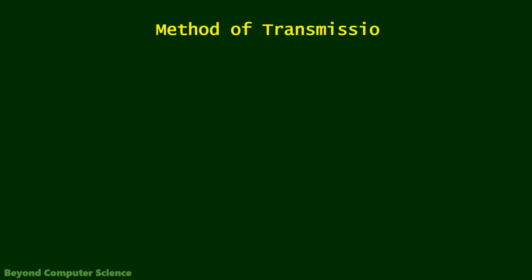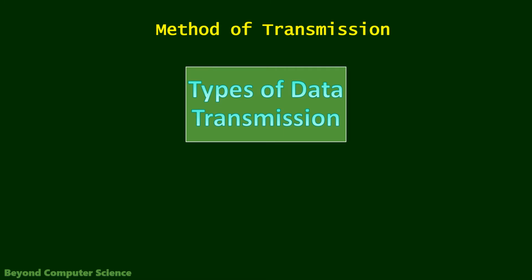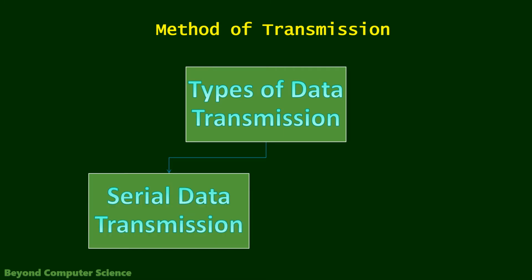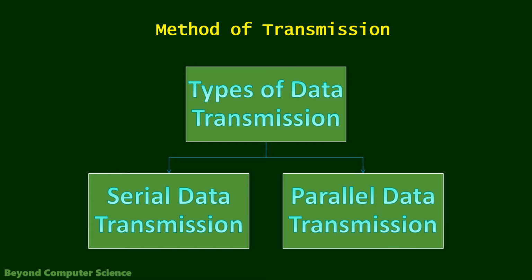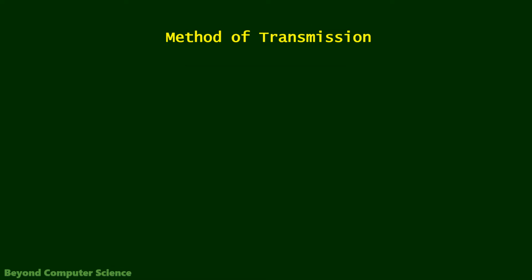Method of data transmission: when two devices are transmitting data, which method or which type of method they are using. So we have two types of data transmission, two methods of data transmission. One is called serial method of data transmission, another one is called parallel method of data transmission. Let's talk about serial data transmission.